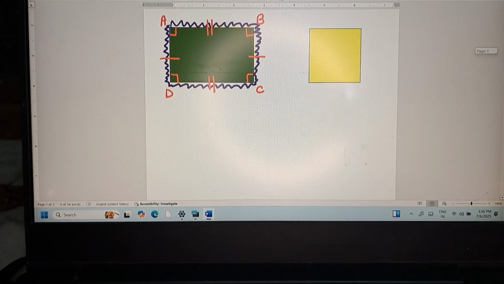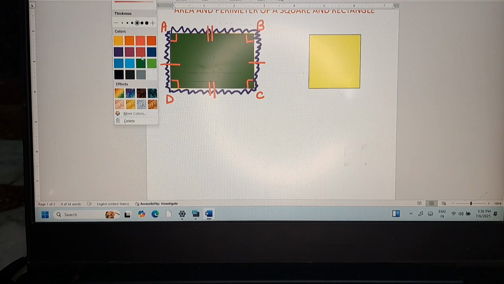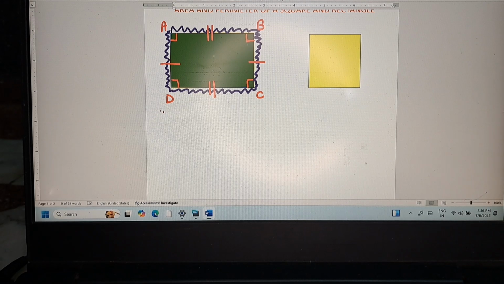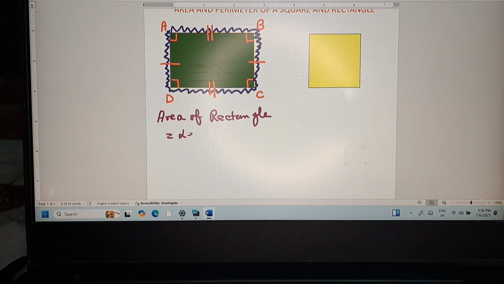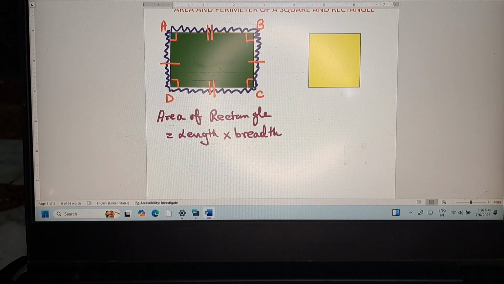Now we will find out how to find the area of a rectangle. What formula will we use? Area of a rectangle equals length into breadth. There are two lengths, that is AB and CD, and there are two breadths, BC and AD. Always remember, length is always greater than breadth.